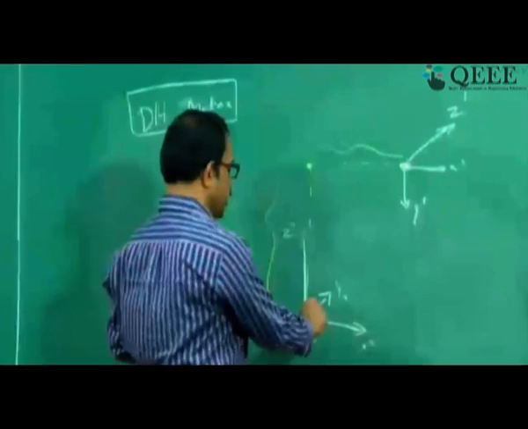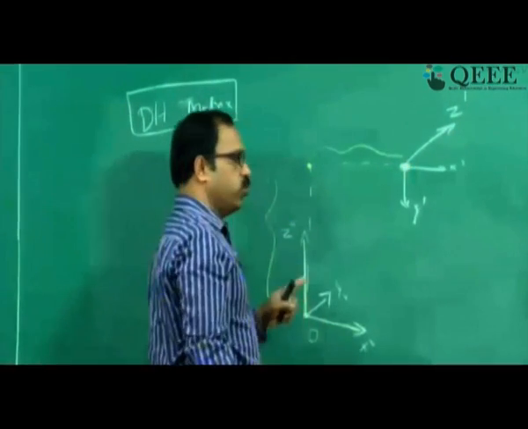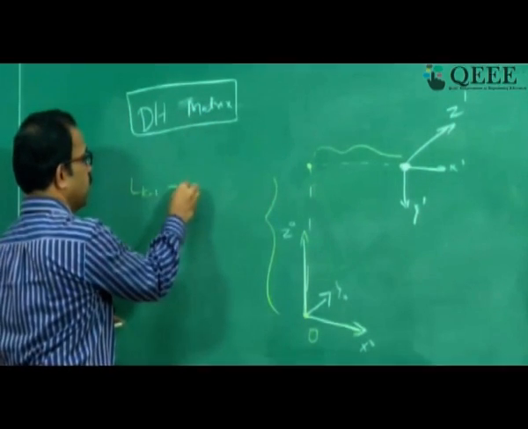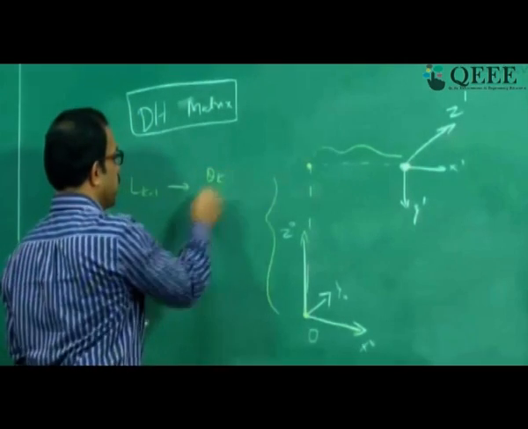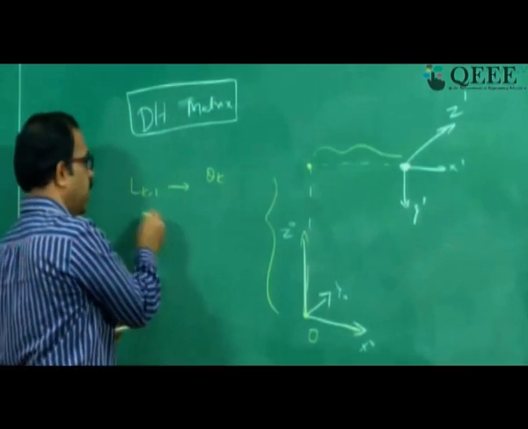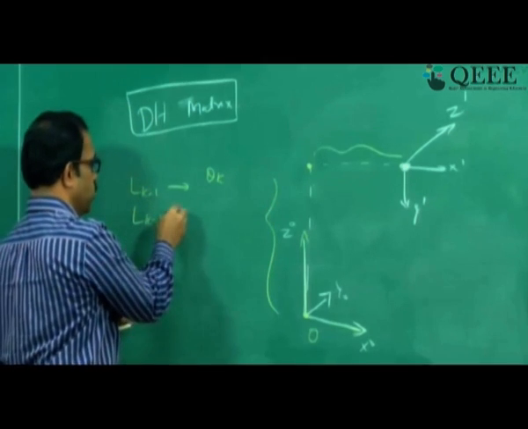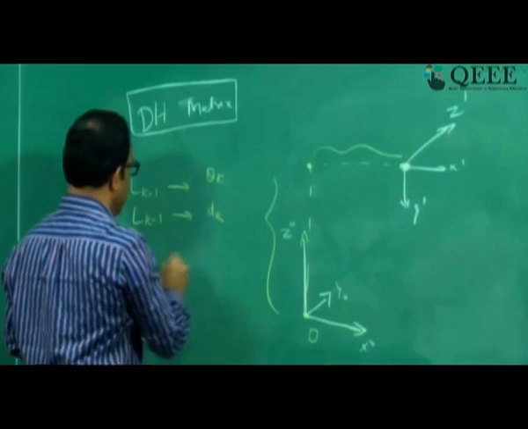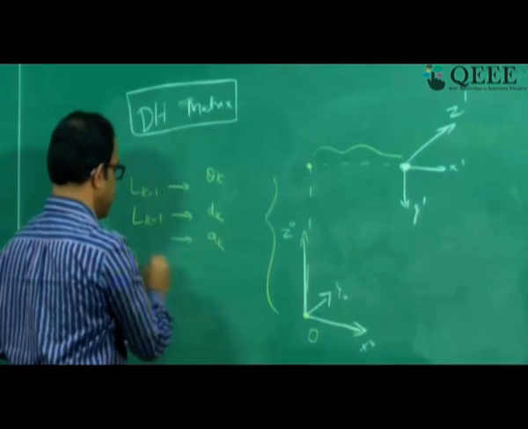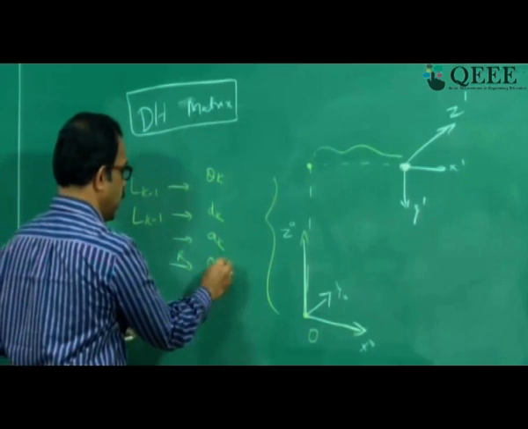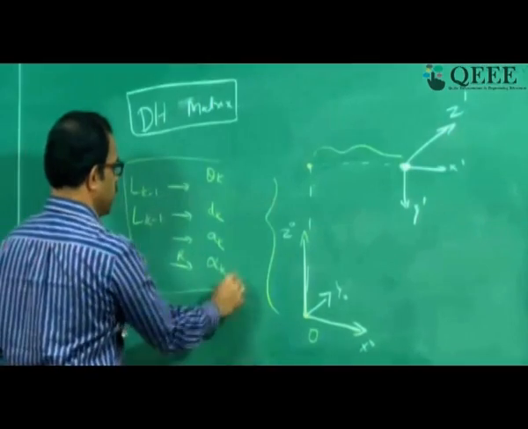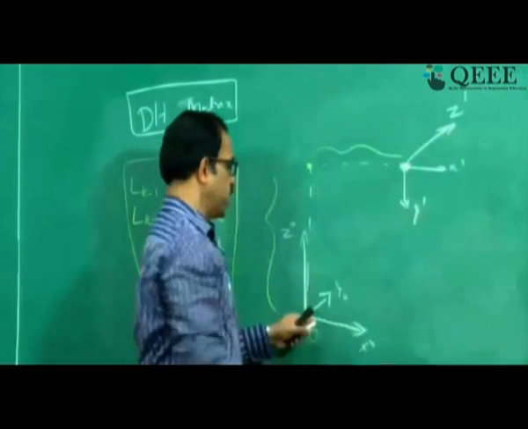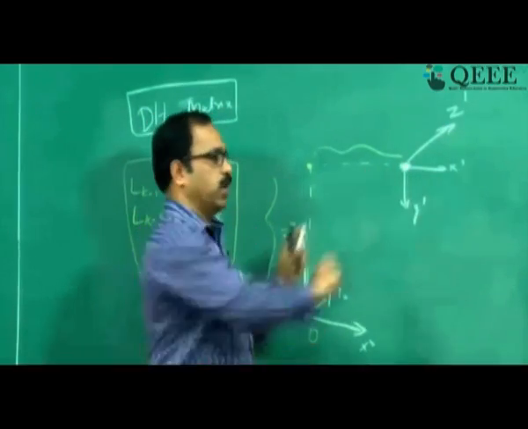So if you want to make this k minus 1 frame coincident with the kth frame, you need four fundamental operations. That is, rotate Lk minus 1 by theta. You rotate this frame by theta, and then you translate the rotated frame by a distance dk, and then again translate it by a distance ak, and then again rotate by an angle alpha k. So by these four operations we can completely define all the possible ways in which the coordinate frame can come to this position, or map with this one.